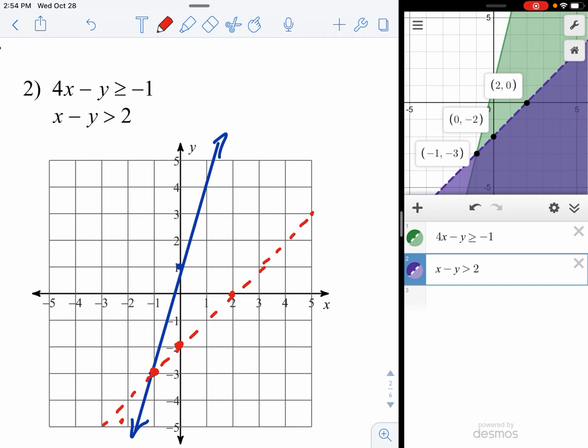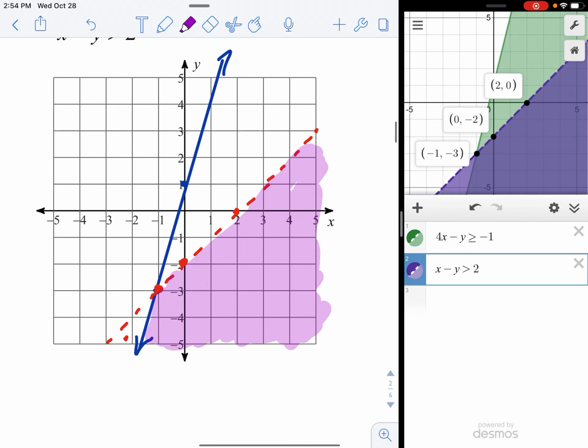You're going to do the solid line solid, the dotted line dotted, but you're only going to shade the area where the two shades on Desmos overlap each other. And that is the answer we're looking for.